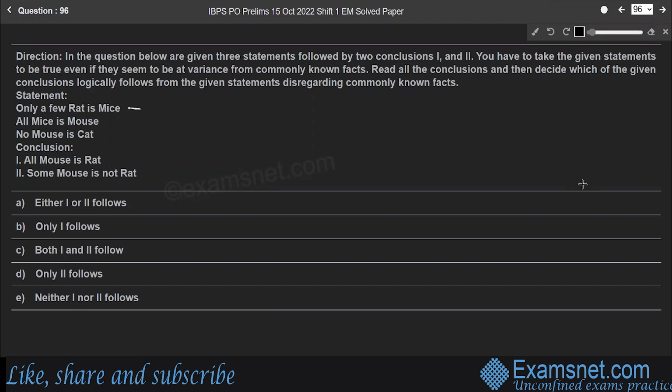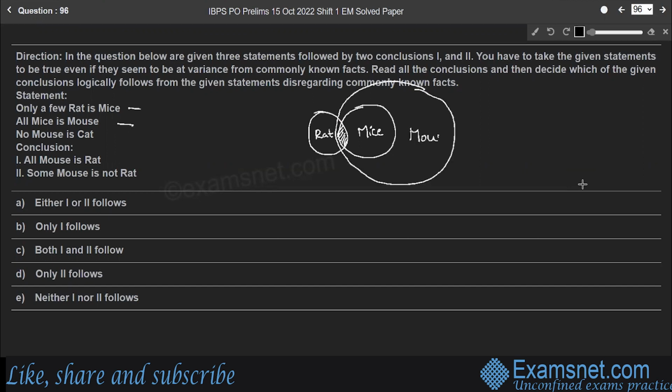Here the first one, only a few rat is mice. So that means the set of rat. So in that only a few portion of rat is mice. So this shaded portion, right? And the second one, all mice is mouse. That means the set of mice is completely included in the set of mouse. And the third one, no mouse is cat. That means the set of cat is excluded from the set of mouse, right?